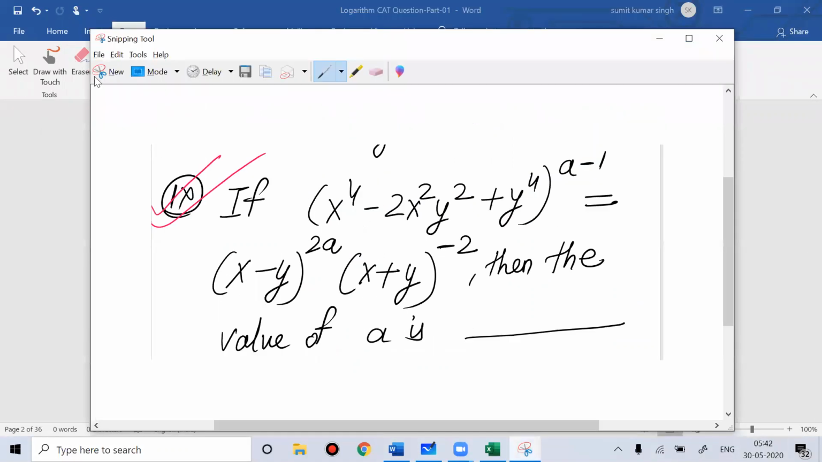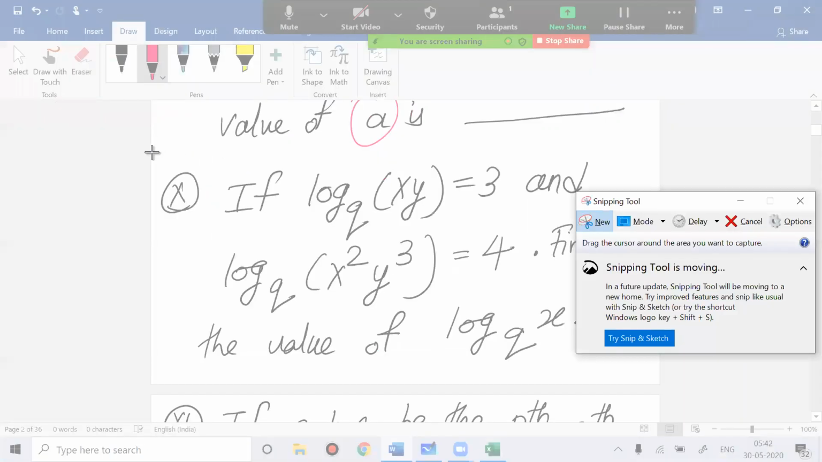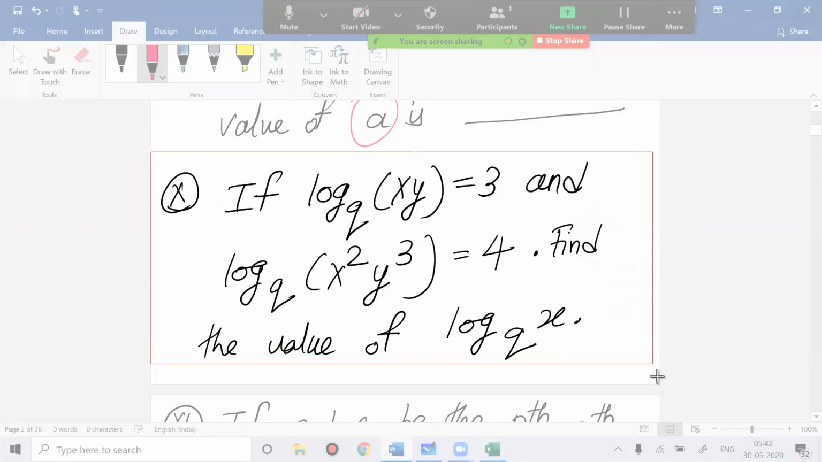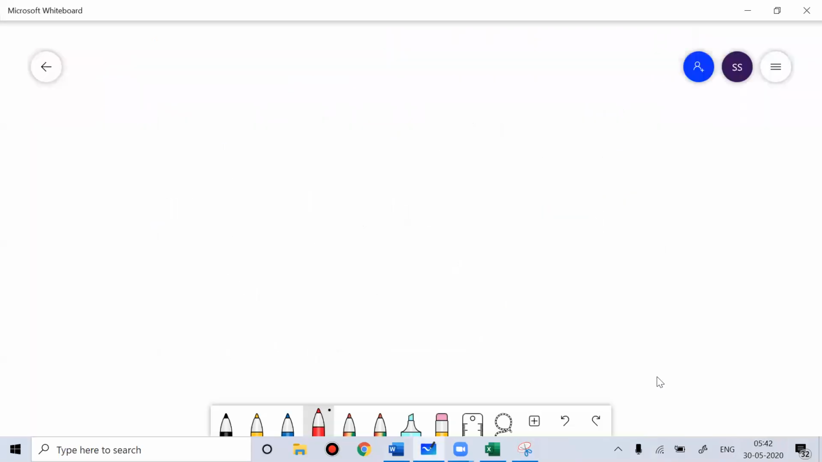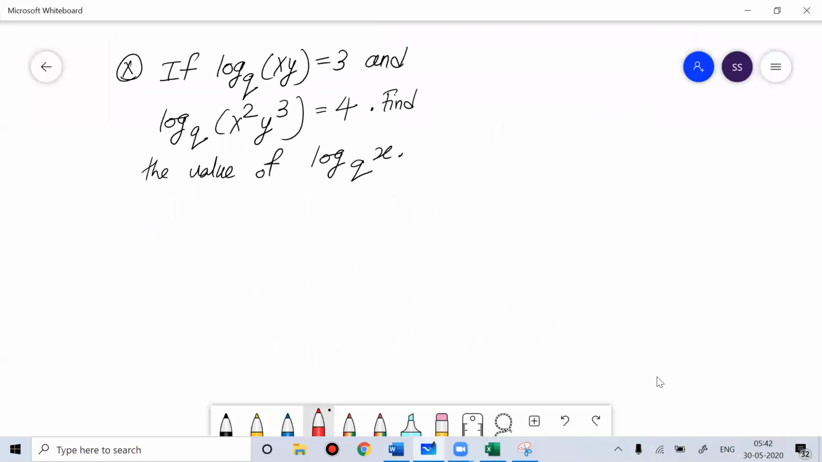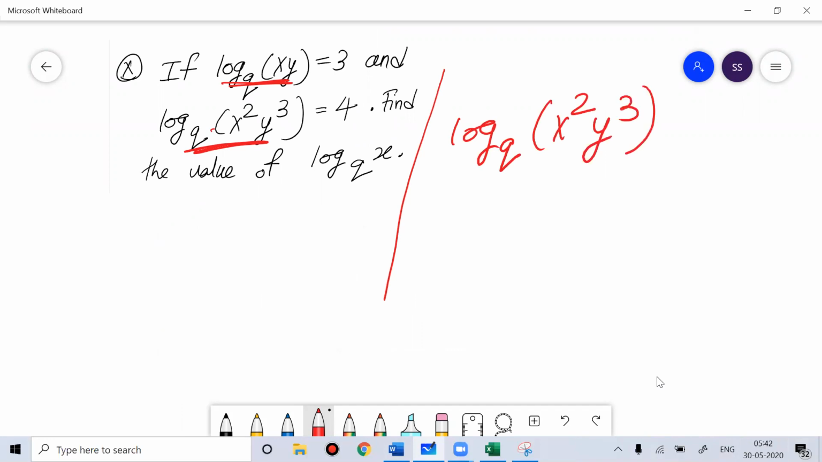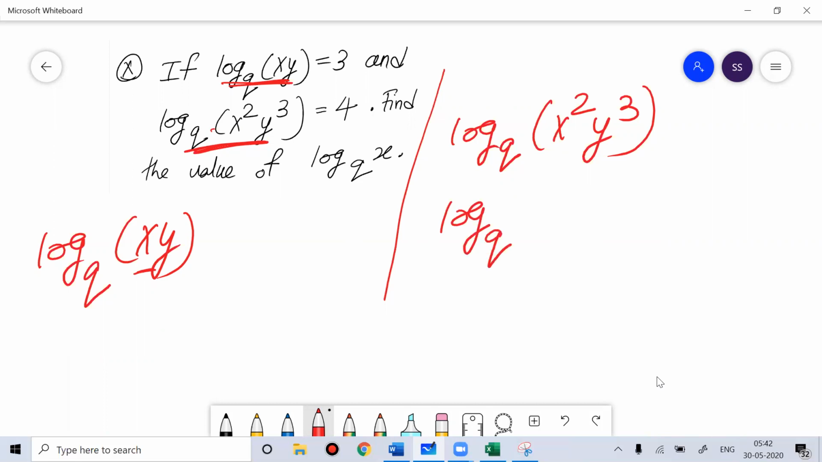Now suppose you see this question like this. Again, you see this, again the same, see this and see this. You will understand. This is log base q of x square yq, this is log base q of xy. You can see this here, this is xy, this is x square yq. So I can write this number, log of base q, as x square y square into y. I can write it like this.